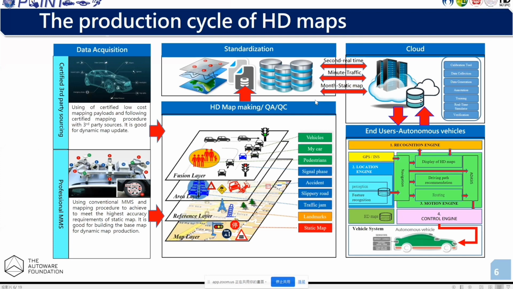And after we collect all the data and verify the items and accuracy of the HD maps, this certified vector map will be converted to the standard format, and then this data will be uploaded to the cloud. And then end users can download this map for the autonomous vehicle.